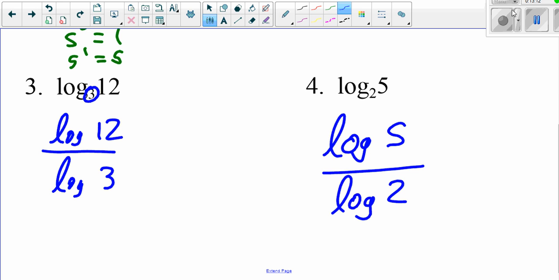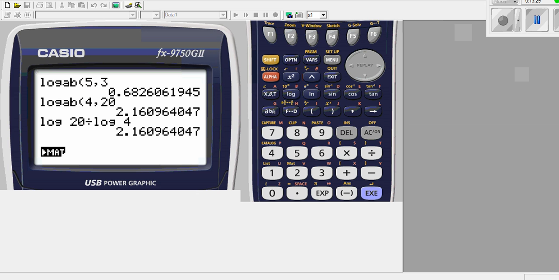Now I'm going to type in this problem, which is asking 3 to what exponent equals 12? Well, we know it's got to be 2 point something, because 3 squared is 9. That's a little bit more than 9. So it's going to be 2 point something. We'll type it into our calculator: log 12 divided by log 3.